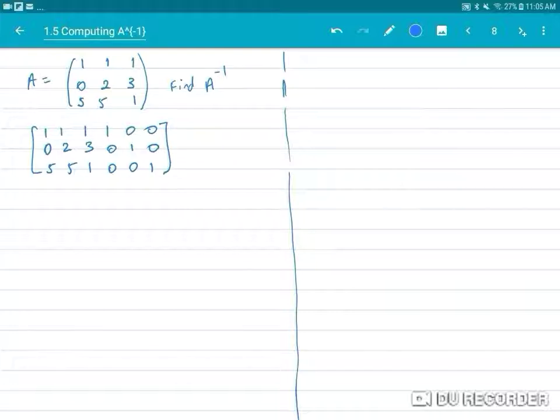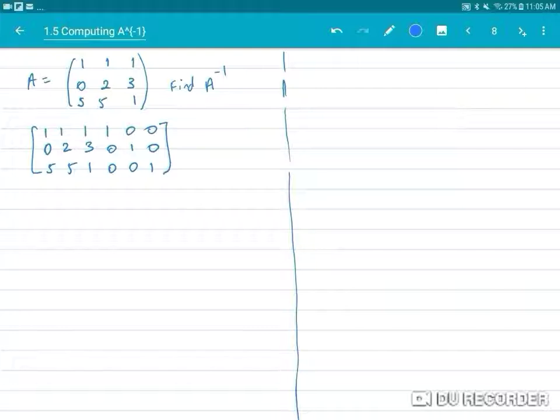Exchanging two rows, adding a constant multiple of a row to another row, or multiplying a row by a non-zero constant. If we can do that and, after row operations, write the identity matrix on one side, then whatever we get on the other side is going to be the inverse of the matrix A. So let's do that.